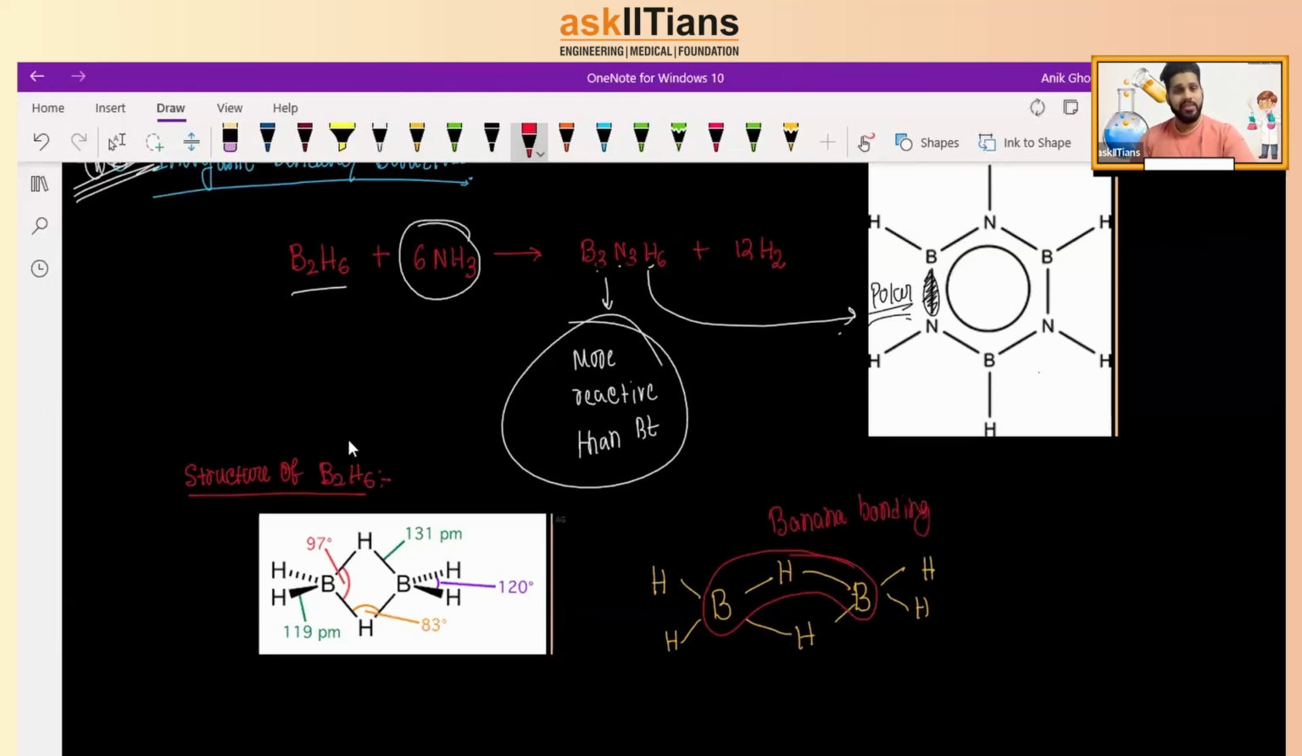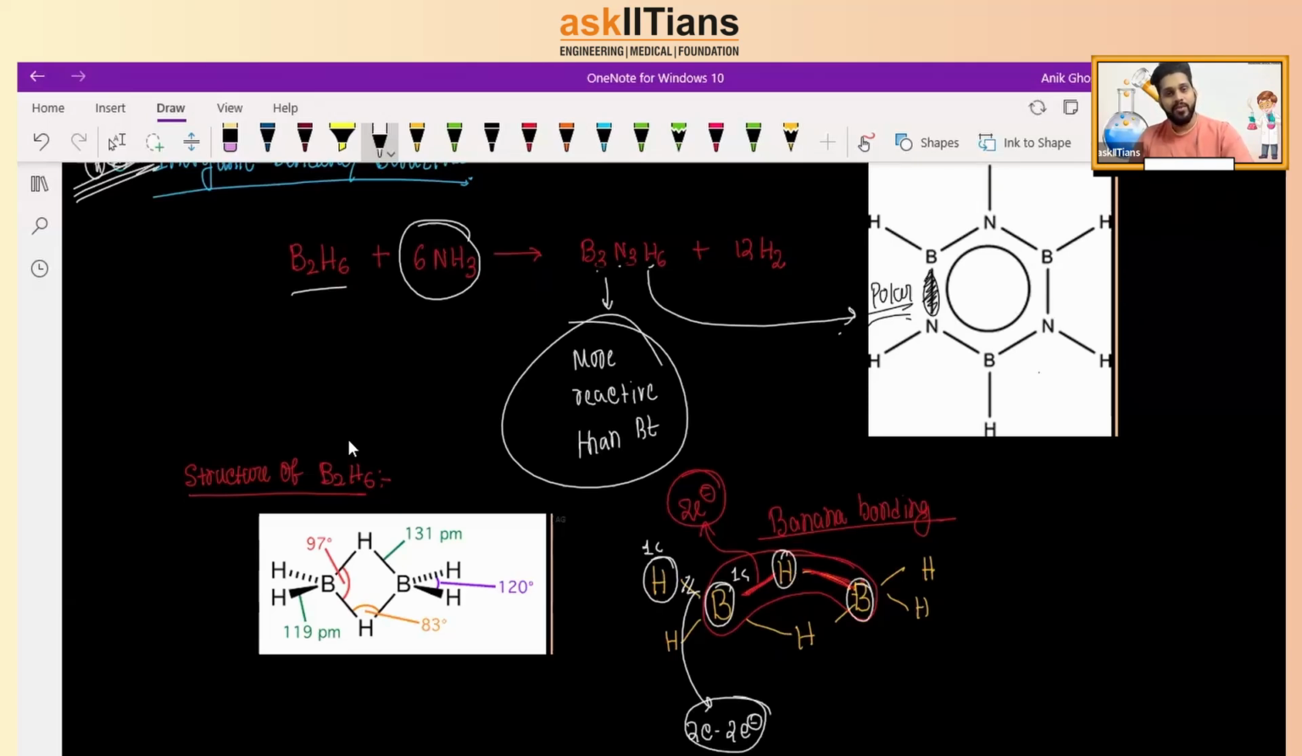The concept of banana bonding goes like this: although I am drawing them as two different bonds, it is actually one bond. So this entire thing consists of two electrons, like one single bond. But in between, there are two electrons and three centers. This is one center, this is another center. General bonds are called two center, two electron. But here it is also one bond only, not two bonds. It's just that the centers are three, so they call this kind of bond three center two electron bonding.